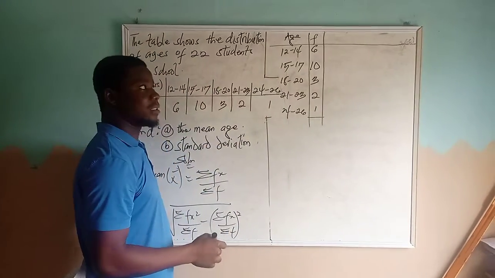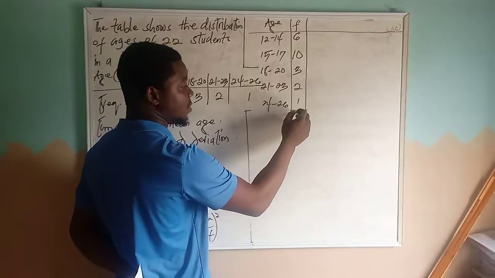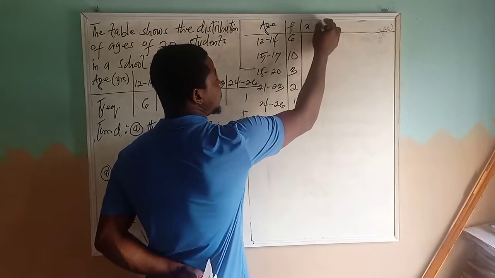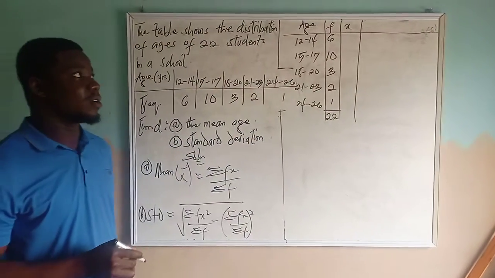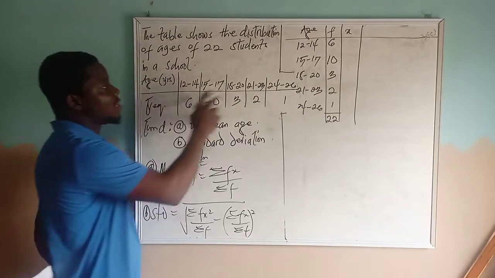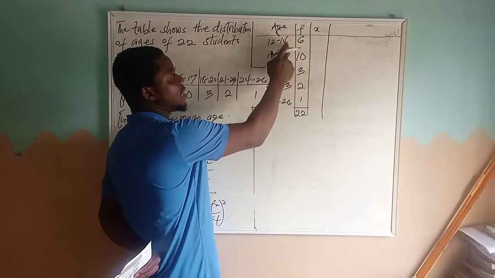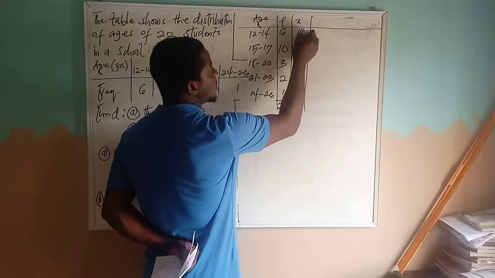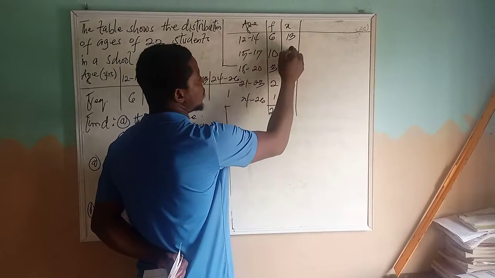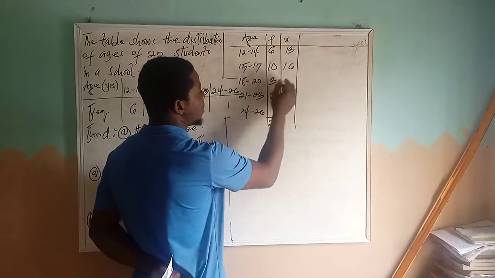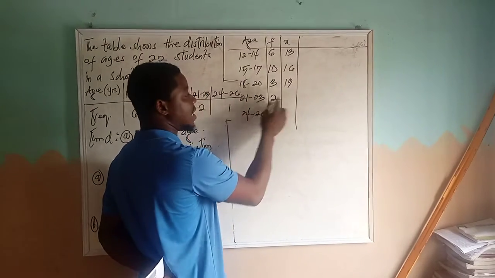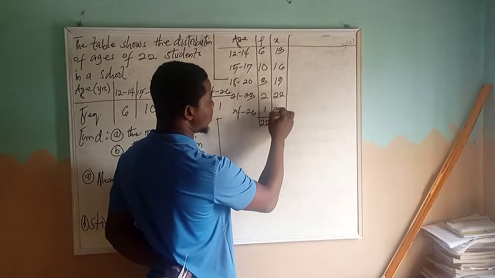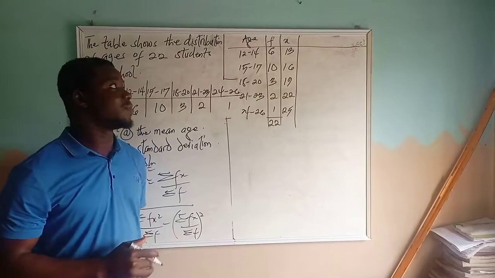The first thing you do is to add the frequencies together. You add everything together, which gives you 22 when you do that properly. And then the next column is your x column, which we normally call the class mark. To obtain that is just the addition of the lower class limit and the upper class limit, and then you divide the result by 2. 12 plus 14 is 26, divided by 2 will give you 13. This plus this divided by 2 will give us 16. And this plus this divided by 2 will give us 19. This plus this divided by 2 will give us 22. And then when you add this to this and divide by 2, you have 25. Okay, so that is how to obtain the x value.